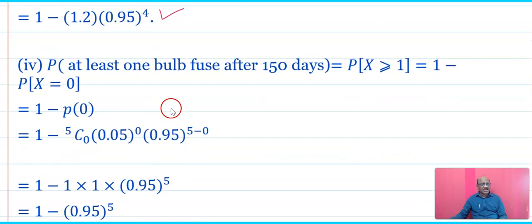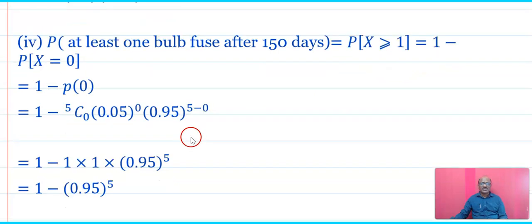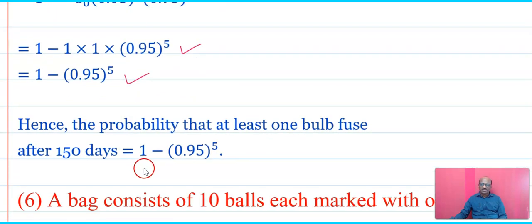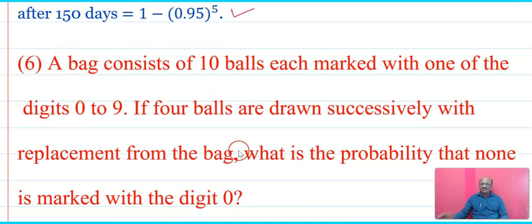Last is the probability that at least one bulb will fuse after 150 days. It means the probability of X greater than or equal to 1, which is 1 minus P(0). We can substitute the values, X equal to 0: 5C0 into 0.05 raised to 0 into 0.95 raised to 5 minus 0. That is 1 into 1 into 0.95 raised to 5, and you will get 1 minus 0.95 raised to 5. Hence the probability that at least one bulb will fuse after 150 days is 1 minus 0.95 raised to 5. Now the next problem.